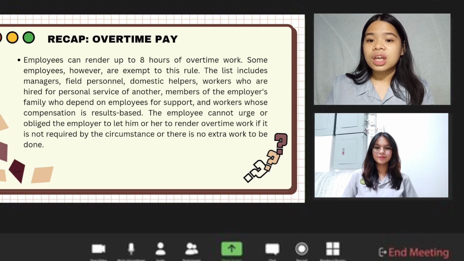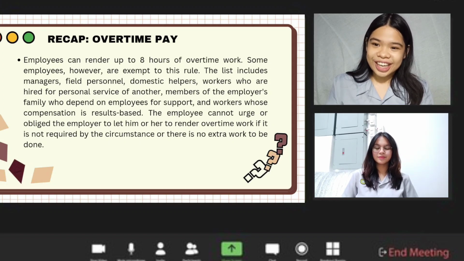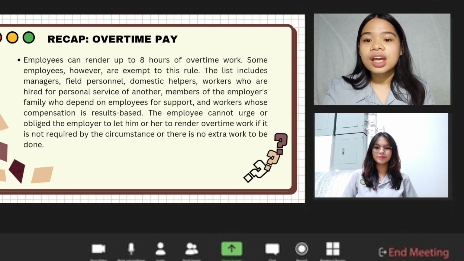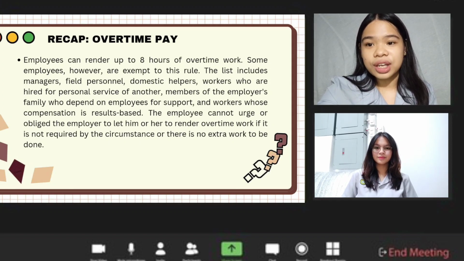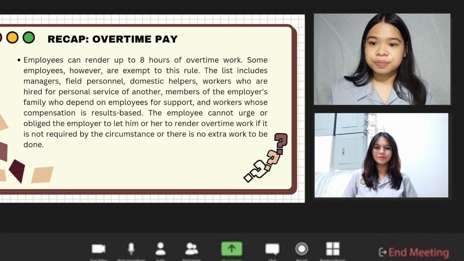The employee cannot urge or oblige the employer to let him or her render overtime work if it is not required by the circumstance or there is no extra work to be done. You understand, fellow students? Now, let's move on to the example.